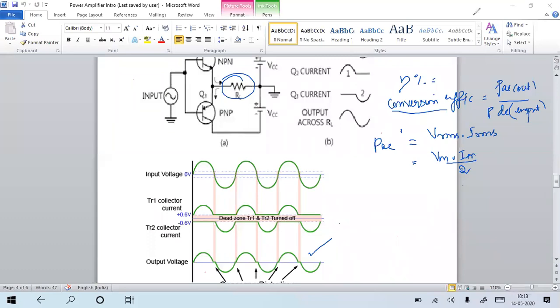Okay, Vm Im by 2. Now we will keep it as it is. There is no problem in this power AC because we already derived it in the class A power amplifier. VRMS can be written as Vm by root 2 in terms of peak value, and IRMS can be written as Im by root 2. So Vm by root 2 into Im by root 2 becomes Vm Im by 2.